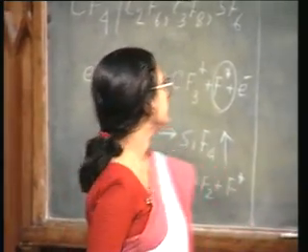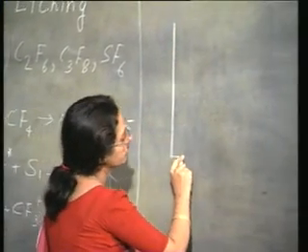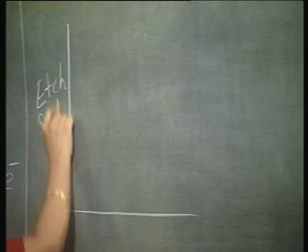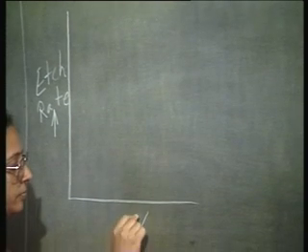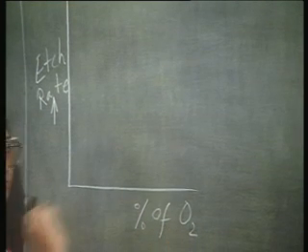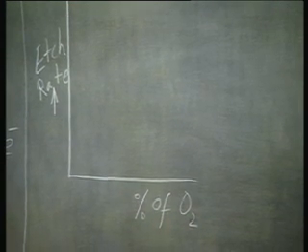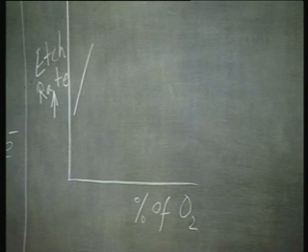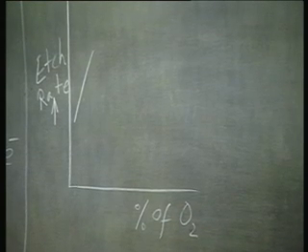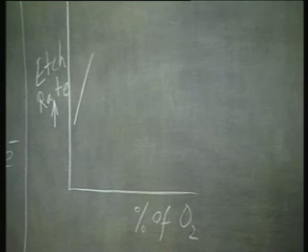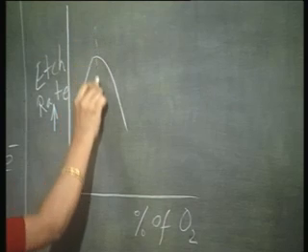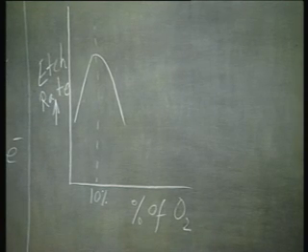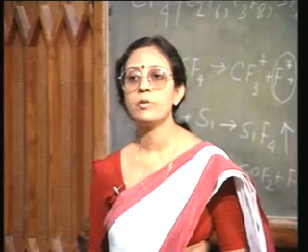Okay. So, if I want to plot the etch rate versus percentage of oxygen, then it is going to increase like this. But then it reaches a peak at around 10% of oxygen in the feed gas, and then again it begins to fall. This peak is around 10%. So, the increase is easy to understand. It is because of extra generation of active fluorine species.